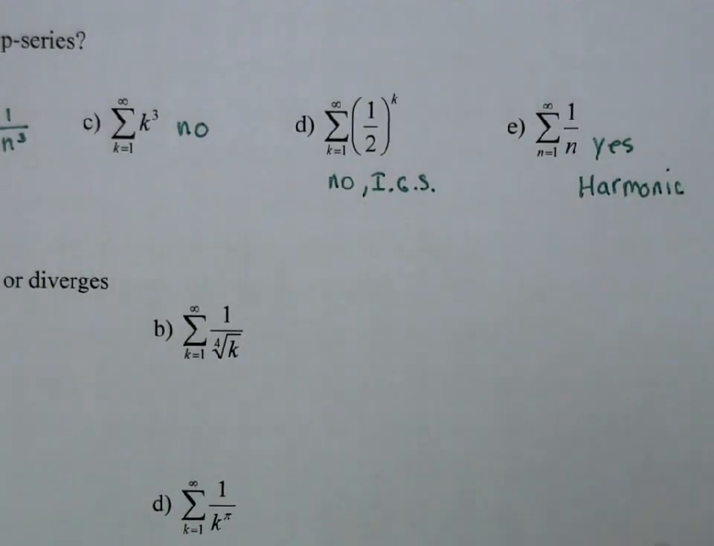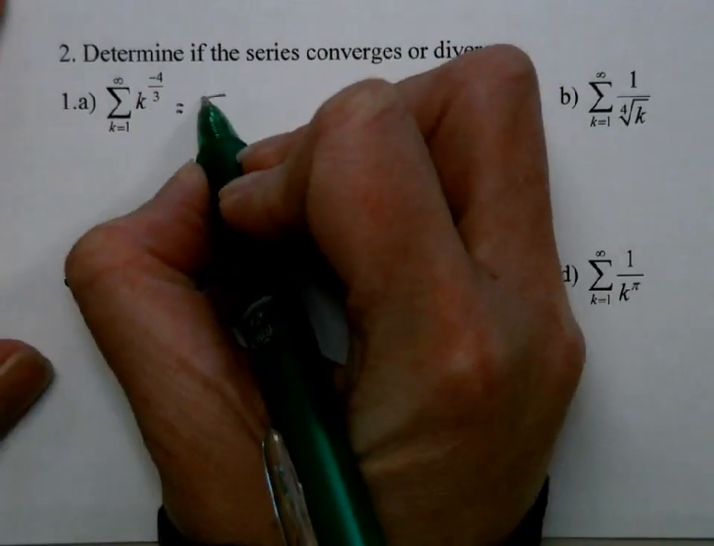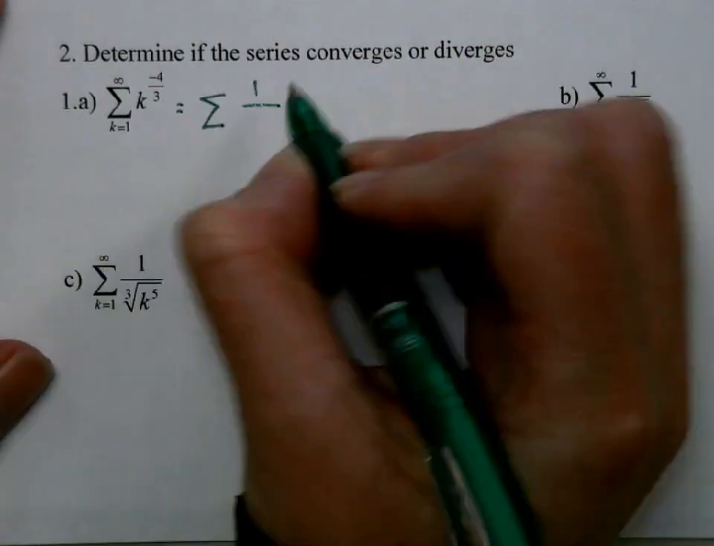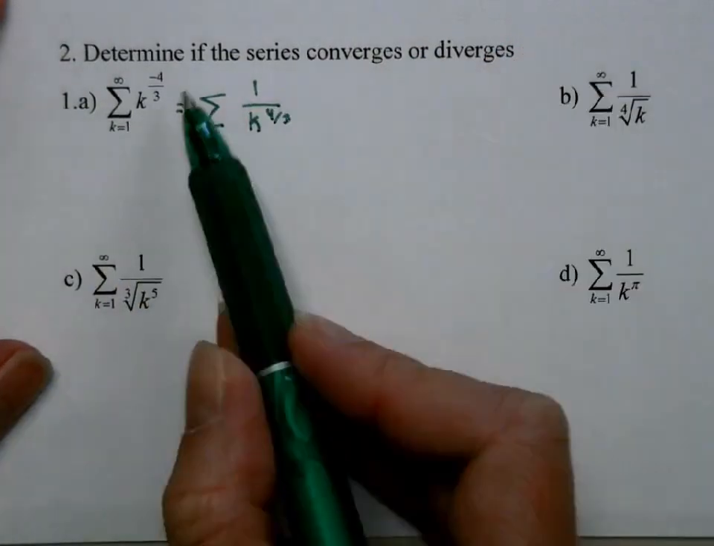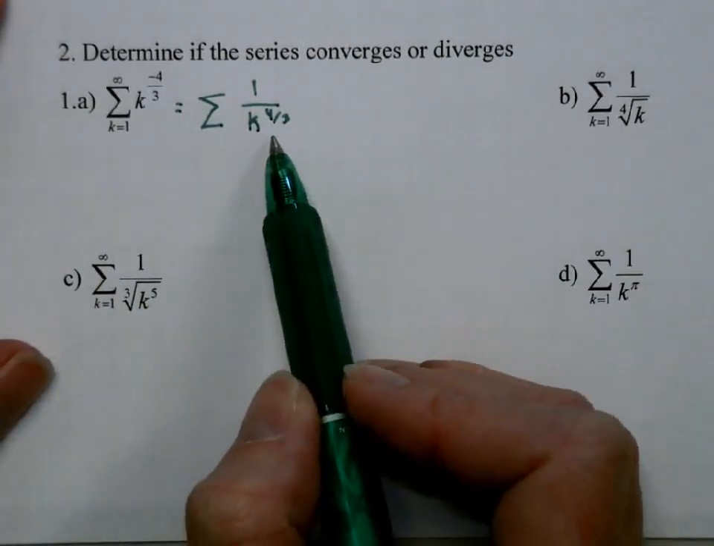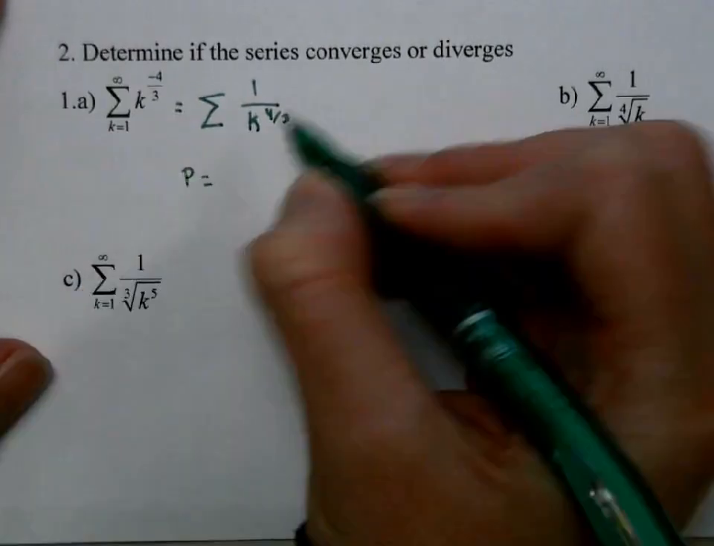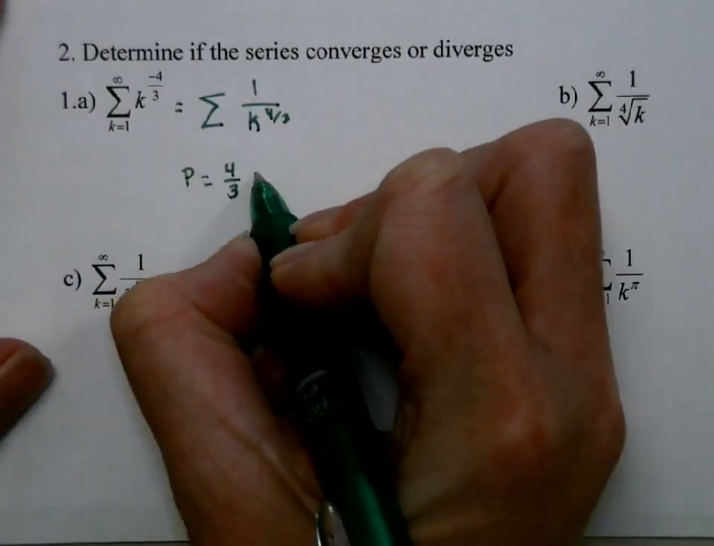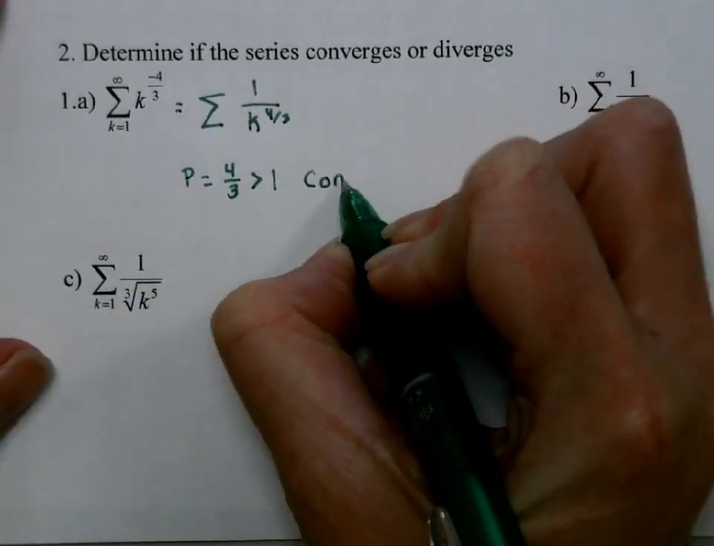Okay, so now that we know what p-series do and how they behave, we're going to determine if the series converges or diverges. It may help to rewrite your series. If it has a negative exponent, that's the same as being in the bottom. So this is a p-series where p is 4/3. 4/3 is greater than 1, which means this converges.